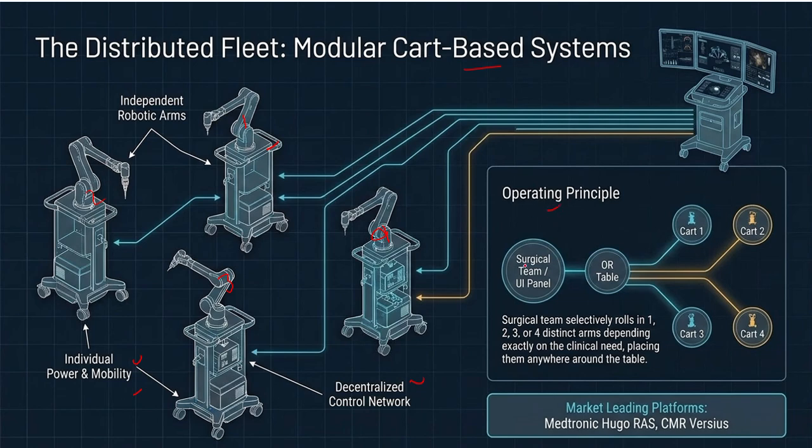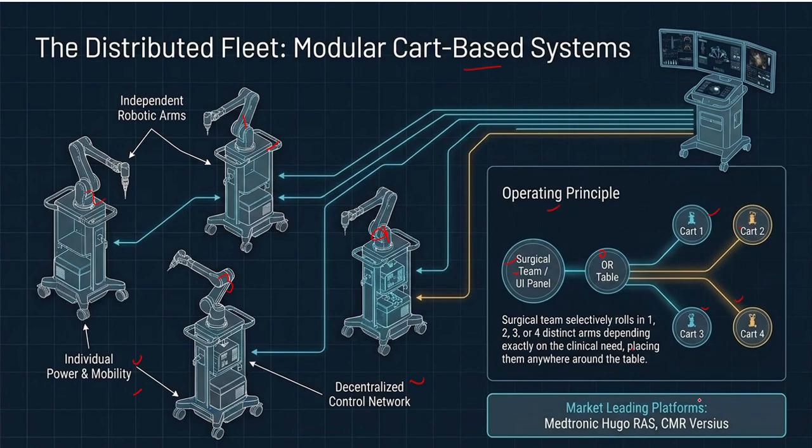First the surgical team will be there, and the UI panel, and then the OR table, and then you have to put all four carts near the patient according to the patient position. The surgical team selectively rolls in one, two, three and four distinct arms depending exactly on the clinical needs, placing them anywhere around the table. So according to the surgery, they can put them accordingly.